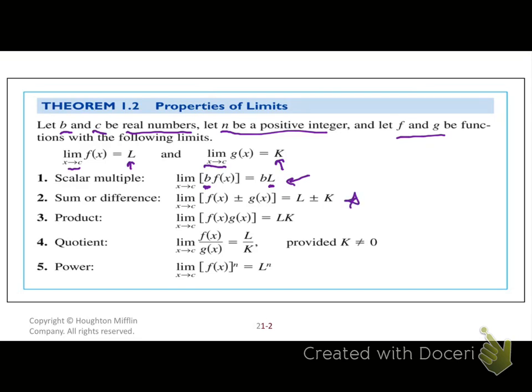On the next one, sum or difference. If we have a sum or a difference of f of x plus g of x, again, we can just take the sum or the difference of their two limits. Okay, so on the product rule, we can just multiply the two limits. Quotient, again, we can just divide the two limits. And of course, we always have this fine print: we can't divide by 0. And the power rule. So again, all of this is good news for us because this is going to behave as we would hope it to.